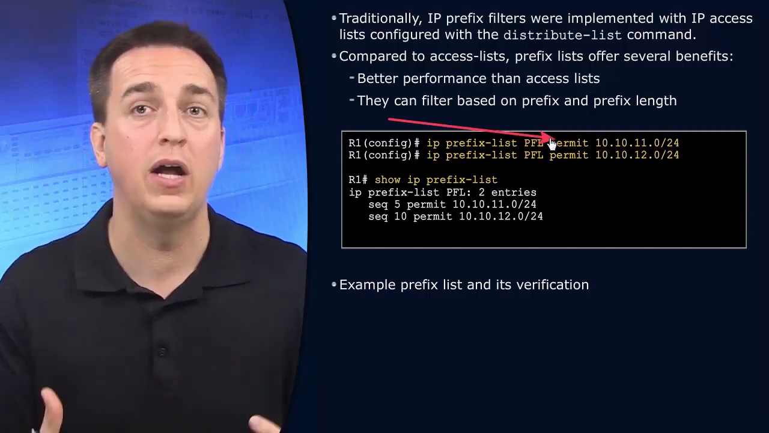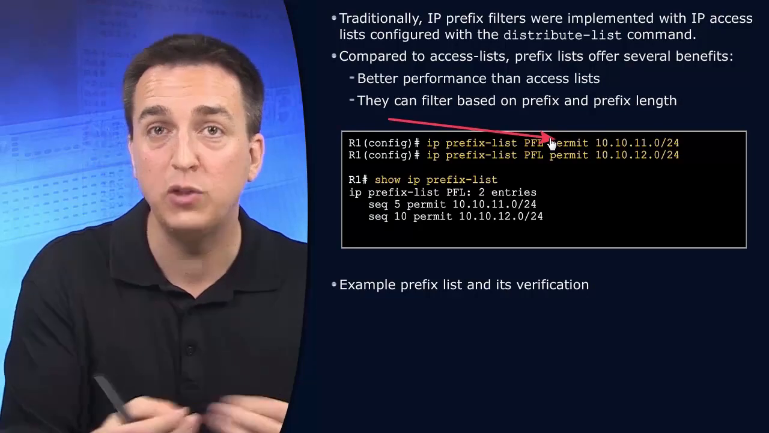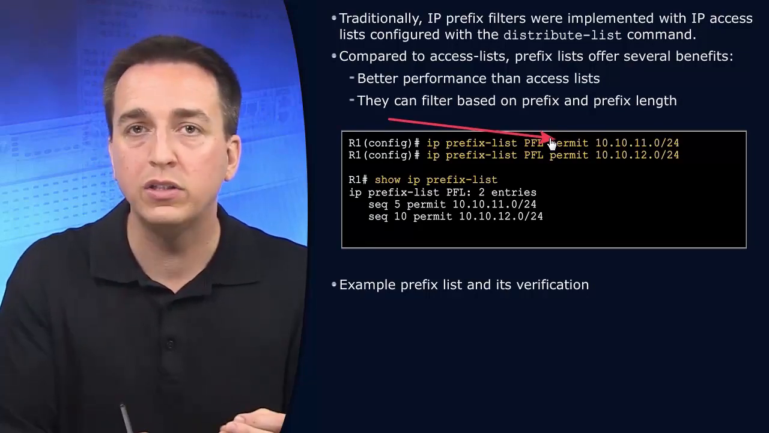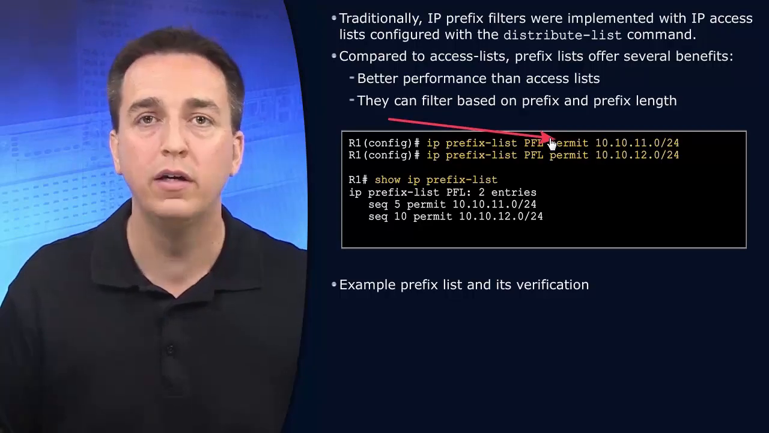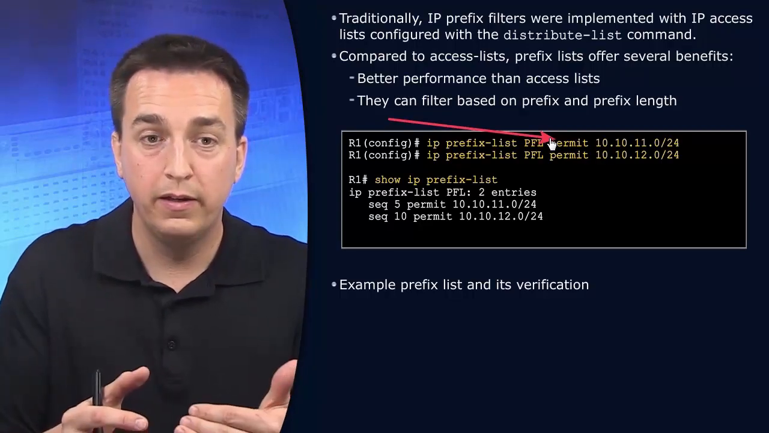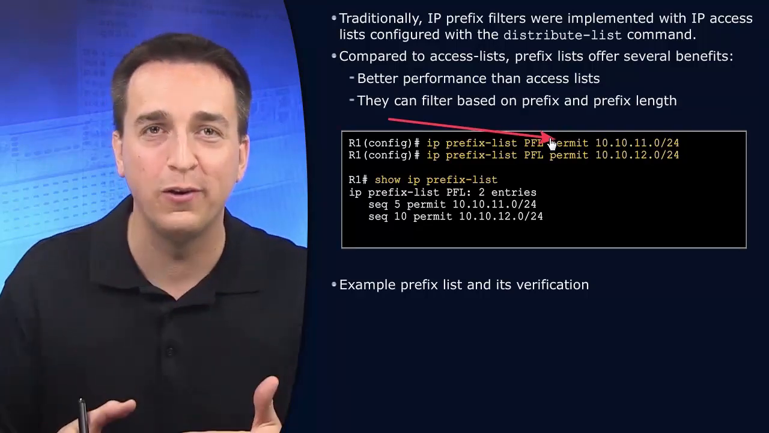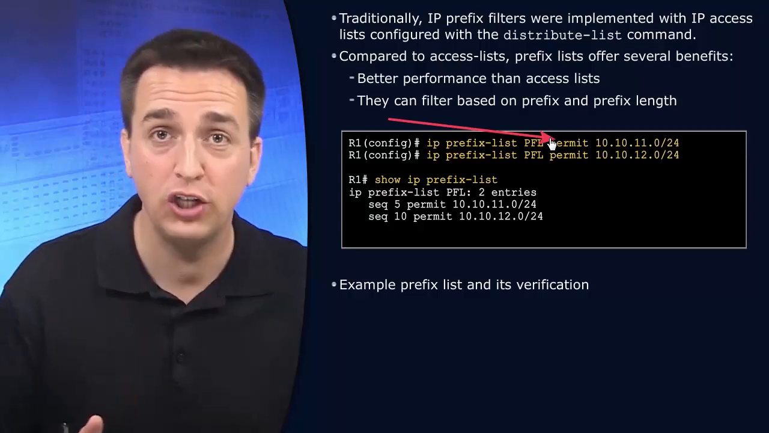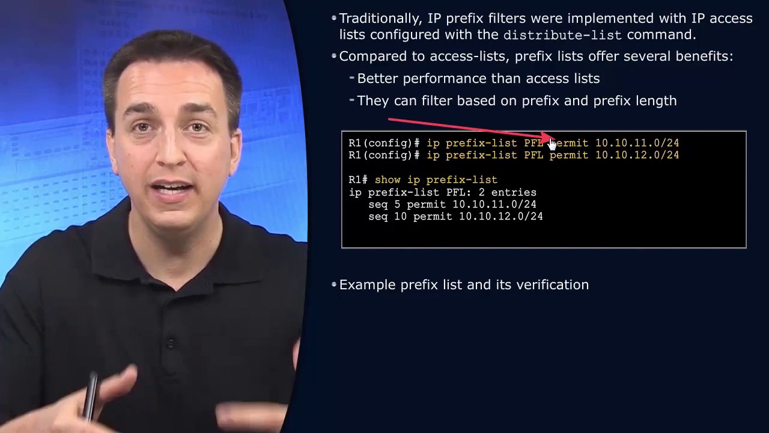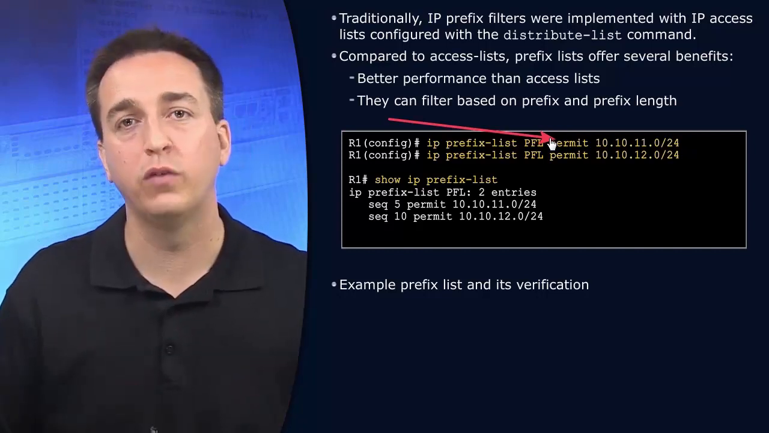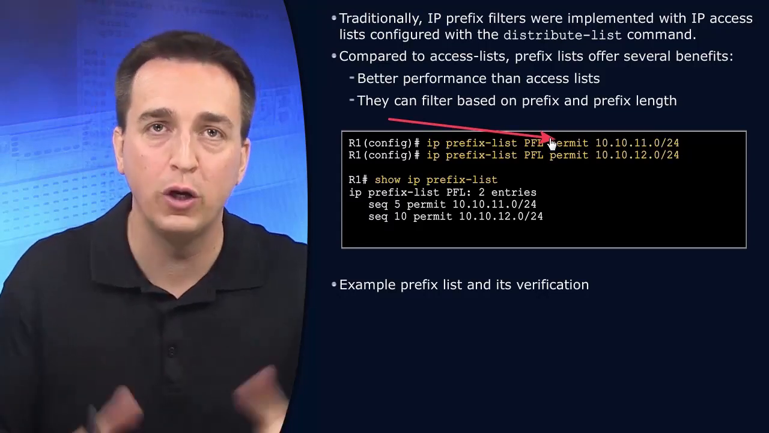For example, if we are applying this just to a distribute list to filter routes that are being exchanged between EIGRP neighbors, or routes that are being installed from the link state database into the routing table for OSPF, well then permit says share that with the neighbor for EIGRP, or install it in the routing table for OSPF, and deny would mean don't share it with the neighbor for EIGRP, and do not install it in the routing table for OSPF. So it all depends how you apply it and what the purpose is.